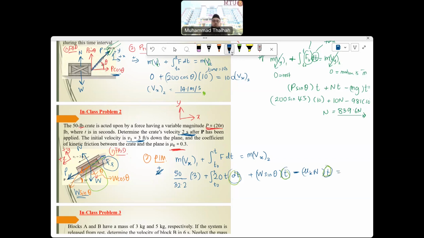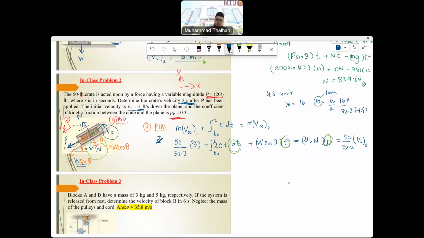And that would equal 50, which is the mass, over 32.2 times V2, okay? The velocity in the X direction at time 2. We will get not an answer, but an expression, because we have V sub X at time 2, and then we also have the normal force, which is not solved for us yet. So let's figure this one out.